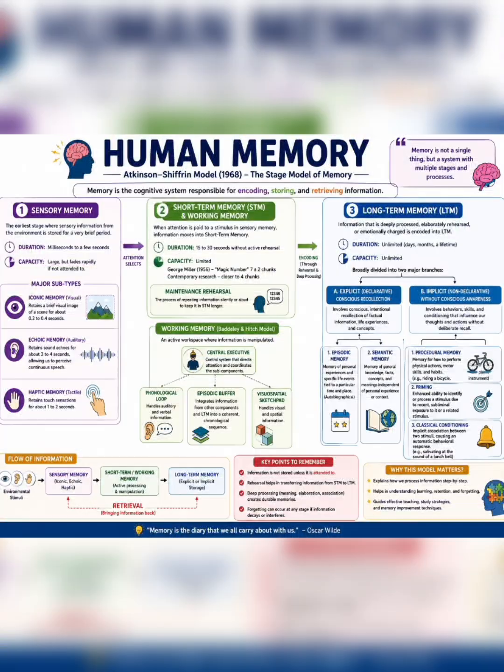Number 2 is echoic memory, which is related to auditory. It retains sound echoes for about 3 to 4 seconds, which is exactly what allows us to perceive continuous connected speech. And number 3 is haptic memory, that is tactile, which retains touch sensation for roughly 1 to 2 seconds. If the brain decides an environmental stimulus is important, attention selects it and it moves directly to the next stage.